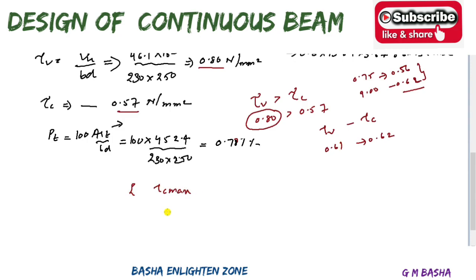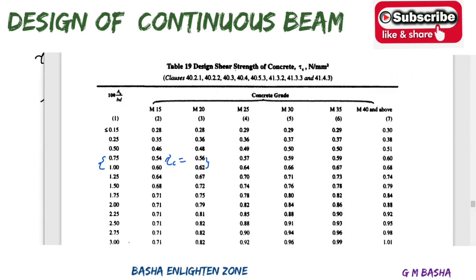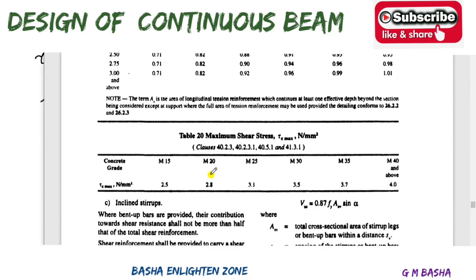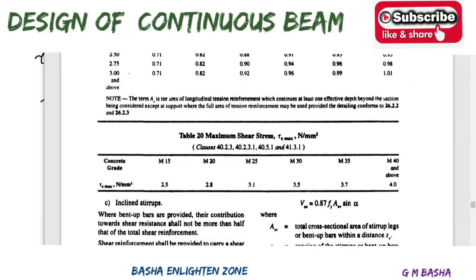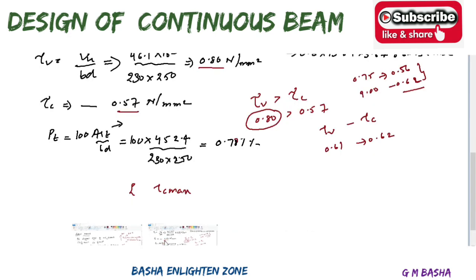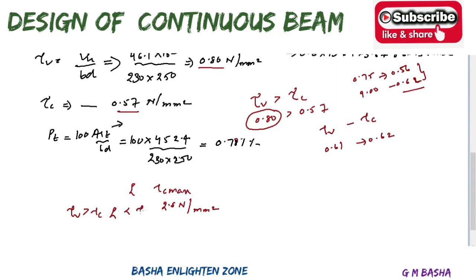Tau c maximum for M20 grade concrete, how much will it be? Which was in the next table, it will be around 2.8, and design stress will be given in terms of Newton per mm square. So tau c maximum will be 2.8 Newton per mm square. See the condition, tau v greater than tau c and less than tau c maximum. Okay, so this is the condition.